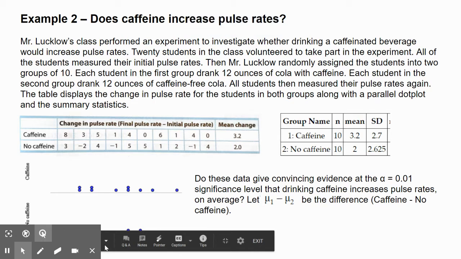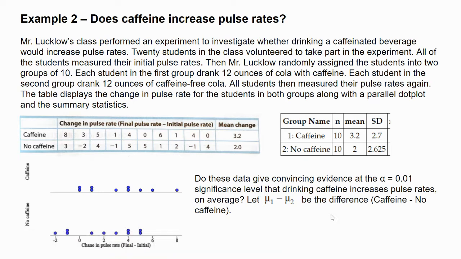Down here are your parallel dot plots. Let me take this away. Let's see if we can unhide that. So there's your caffeine group and your no caffeine group at the bottom. There we go. And then here's your summary statistics.